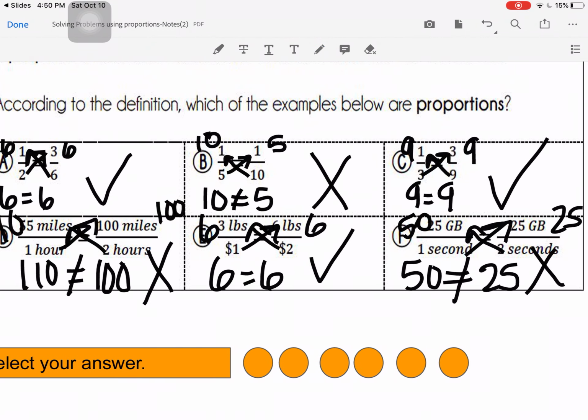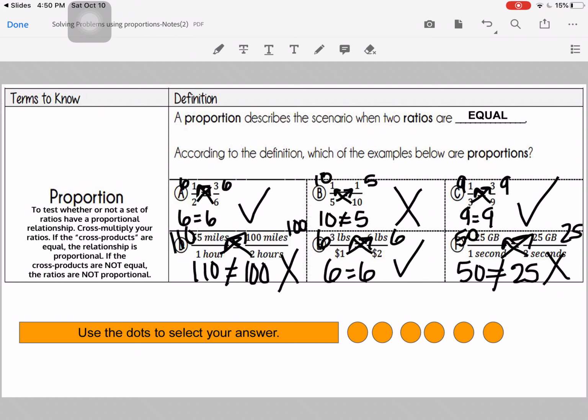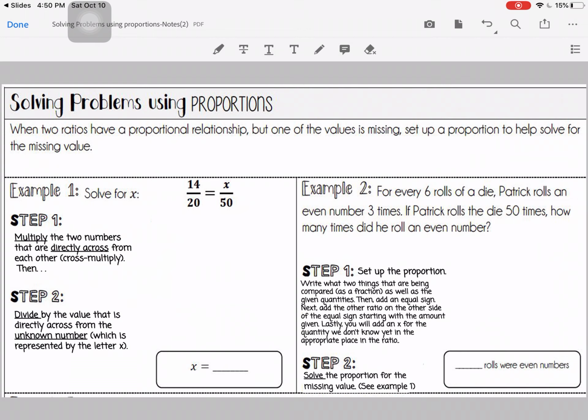So to determine if two ratios are proportional, we cross multiply. And if they equal, then they are proportional. If they don't equal, then they are not proportional. We also solve problems using proportion. So when two ratios have a proportional relationship, but one of the values is missing, we set up a proportion to help solve for the missing value.